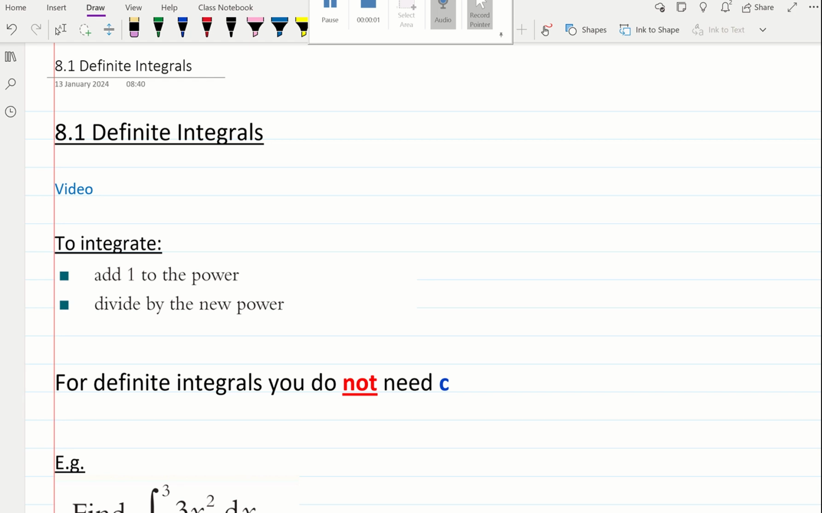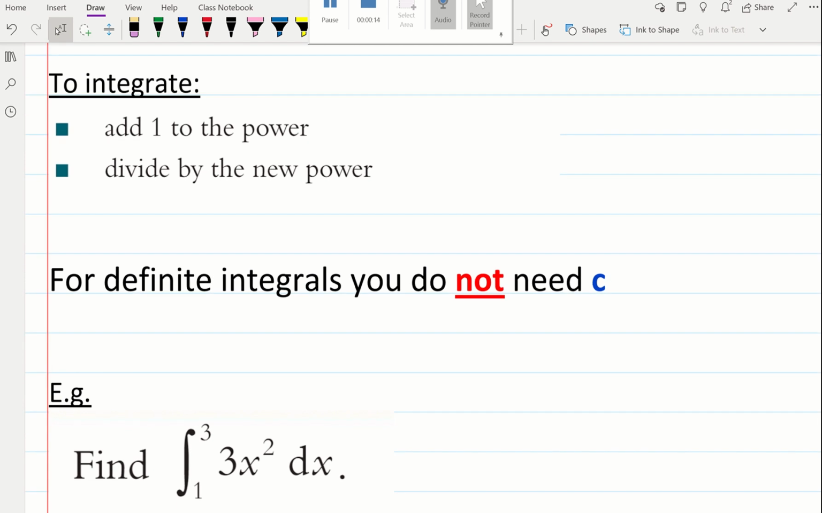So in this video, I'm going through P2 and section 8.1 definite integrals. And for definite integrals, it's actually very straightforward. But the first thing I want to do is to remember how to integrate. So to integrate, you add 1 to the power and then you divide by that new power. And usually you would add c at the end, but for definite integrals, you do not need to add c.